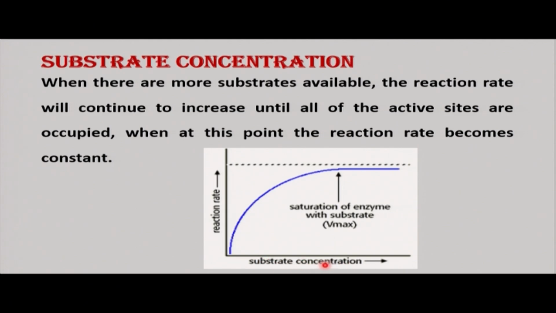As the concentration increases, the rate of reaction will increase, and when all the active sites of the enzyme are occupied by the substrate, the rate of reaction will be constant because active sites will be saturated with substrates, meaning substrate concentration is another factor which affects the rate of enzyme activity.